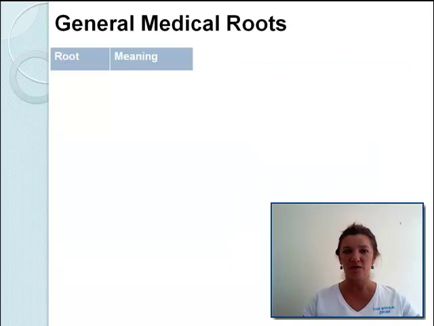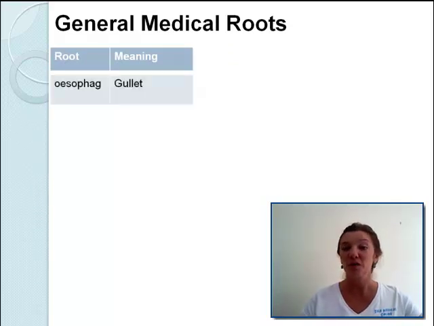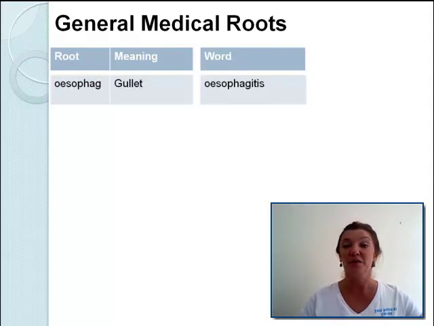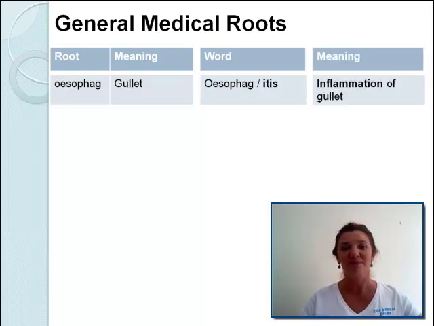Let's remind ourselves of the root terms we covered a moment ago on the diagram. Esophag was gullet, so esophagitis, let's break it down. Itis is inflammation, so it's inflammation of the esophagus, the gullet.